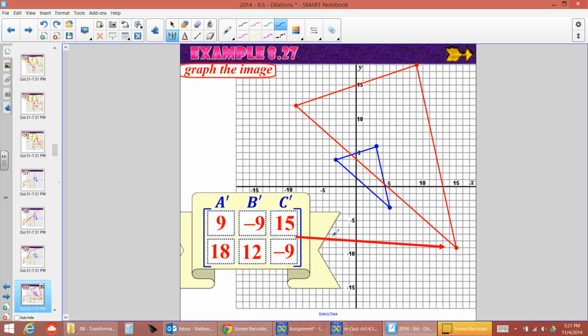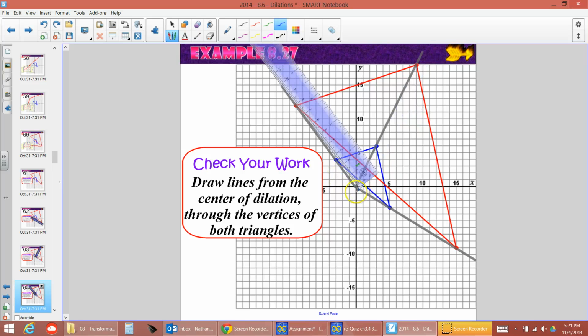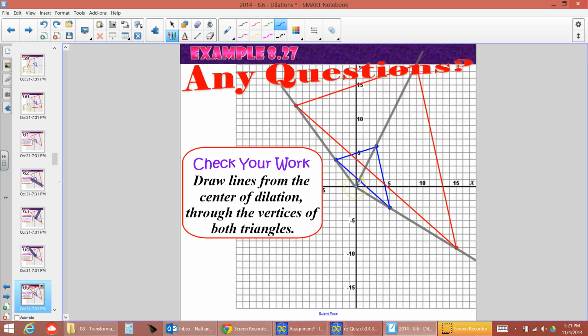Now, if I wanted to check my answer, I could take a ruler and draw a line through the 2 endpoints of each piece, and notice that they all intersect at the origin. That's a great way to check your work. I would recommend checking your work each time to make sure it makes sense.